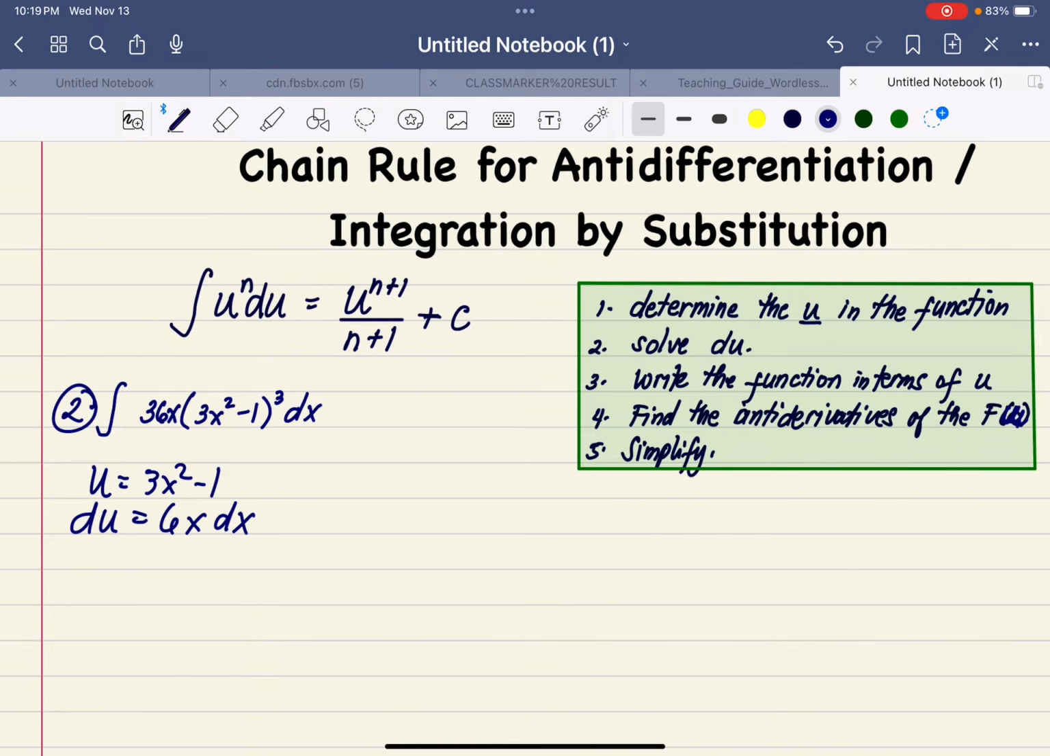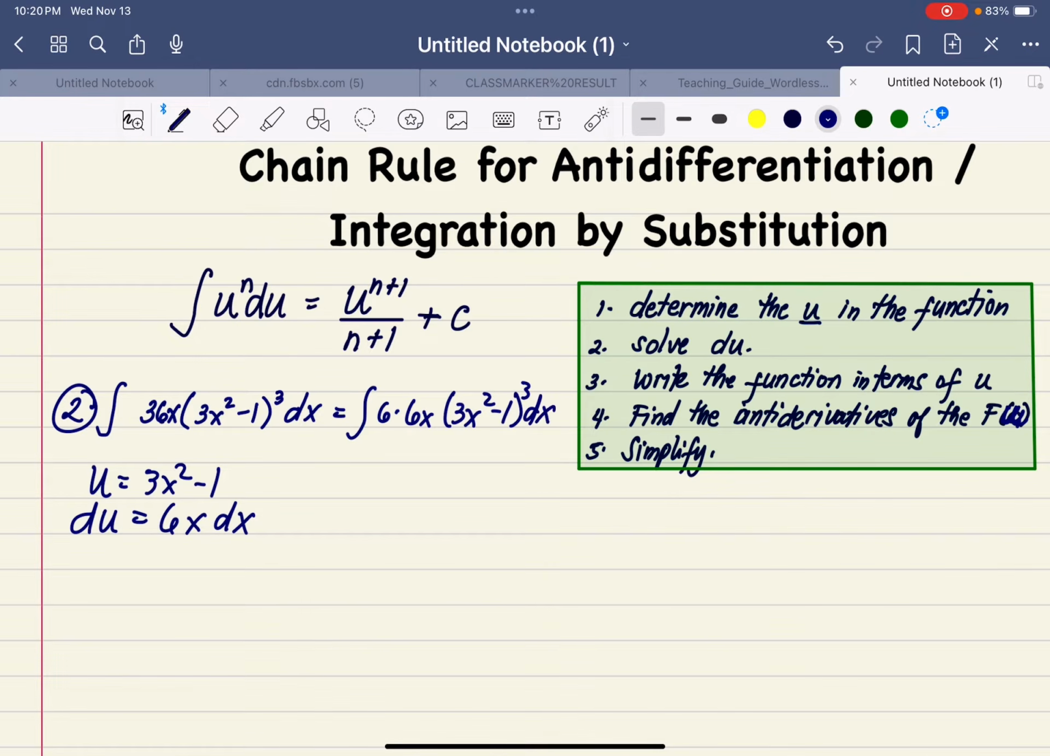Next, write the function in terms of u. So this is our u raised to 3, and our du is equivalent to 6x dx. So we have dx here and we need 6x. So we're going to get 6x from 36x. By factoring, we can express this as 6 times 6x, (3x squared minus 1) cubed with respect to x.